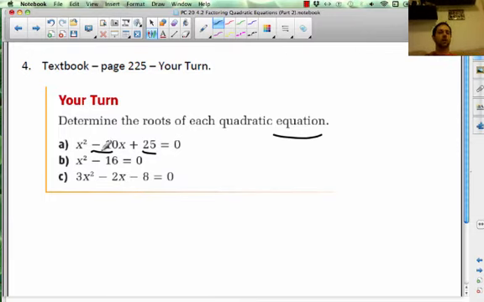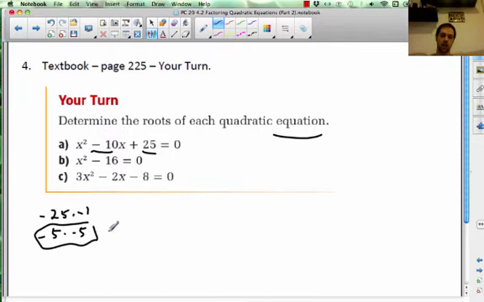Now, in order to have a negative sum, we need some of our factors to be negative. But we have a positive product, which means we need both of our factors to be negative. So the factors of 25 are negative 25 and negative 1, or minus 5 and minus 5. Pick the two that add up to minus 10. That, of course, is those two. So we go x minus 5 times x minus 5 equals 0.